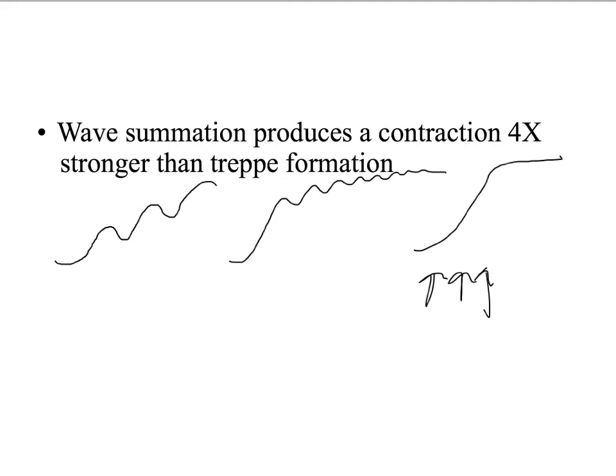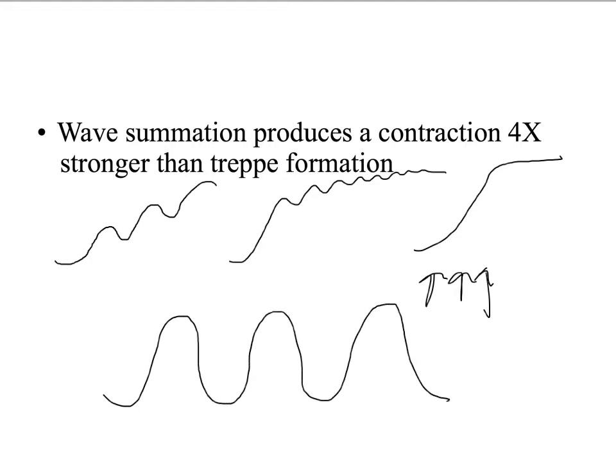So make sure you know the differences between wave summation and treppe. Remember, with wave summation, the stimulus is being applied and resulting in a contraction before you go through the period of relaxation. So if the stimuli are coming very rapidly, you can get what they call incomplete tetanus. If the stimuli are coming very, very rapidly, then you can actually get what they call fused tetanus. But with treppe formation, you go through the entire relaxation cycle before you respond to another stimulus. So remember, this is skeletal muscle and this is cardiac muscle.